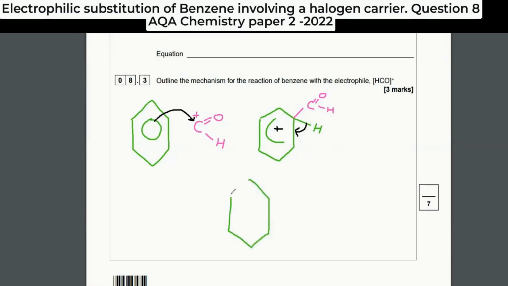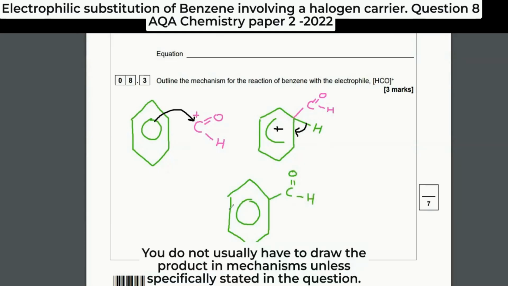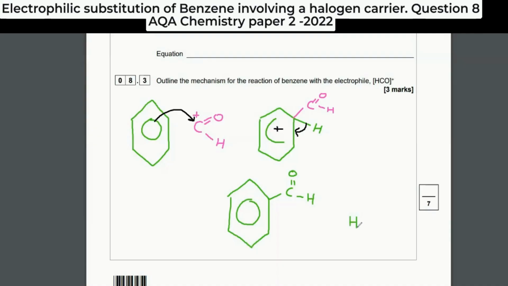So now we draw the reformed ring. By this time, we've got the aldehyde group attached. You don't normally have to draw the final product of mechanisms unless stated, but sometimes it's good to anyway. Sometimes, rarely on the mark scheme, they give you a mark for the final product. They just want the mechanism, but it's worth doing it sometimes.